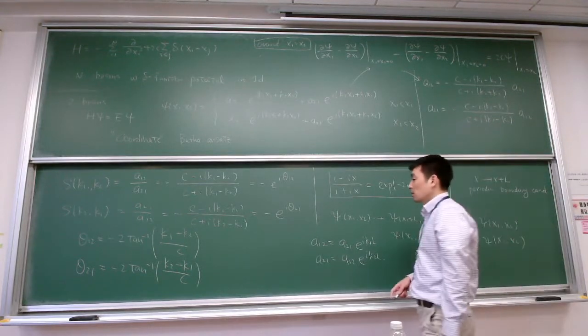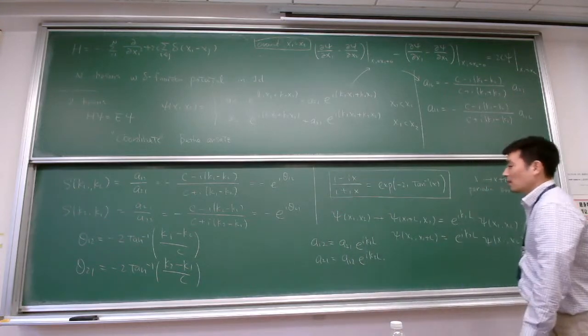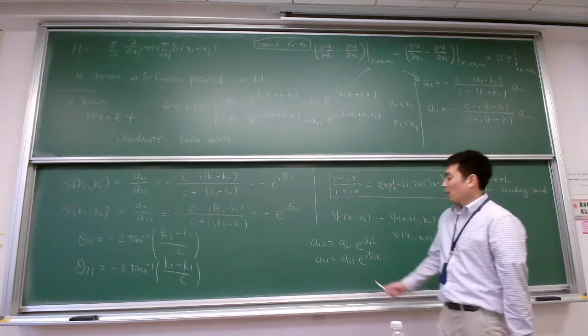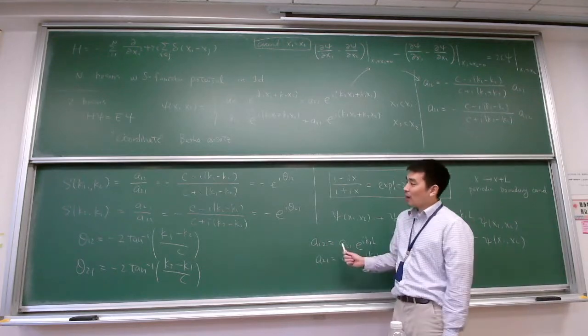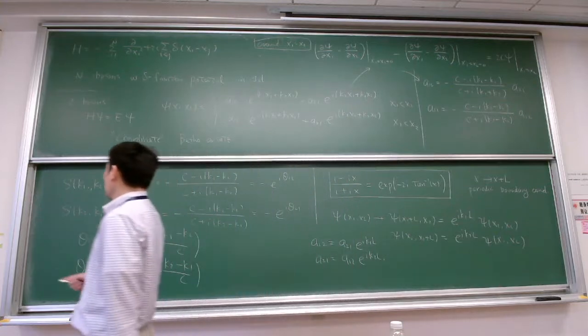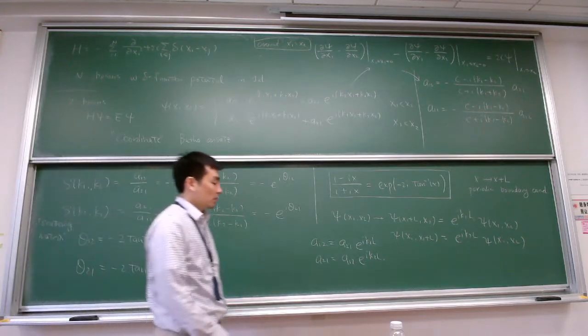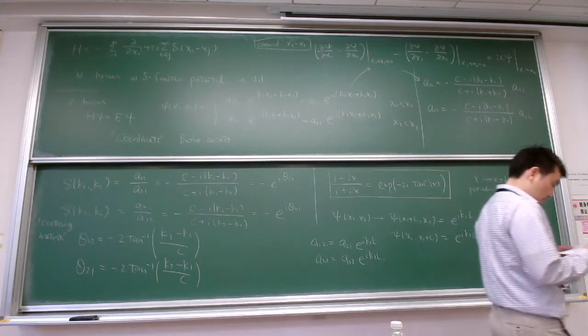So now you just compare between them. We know the ratio between A12 over A21 is the scattering matrix. So this is the scattering matrix I introduced last time, with slightly different notation.